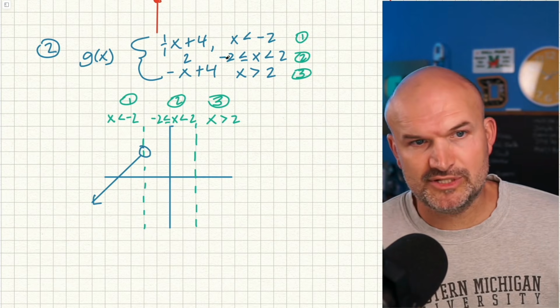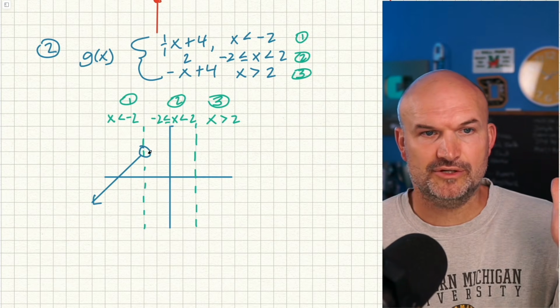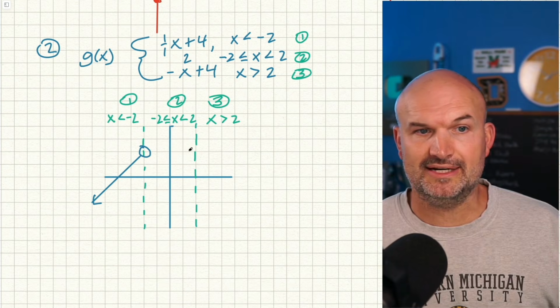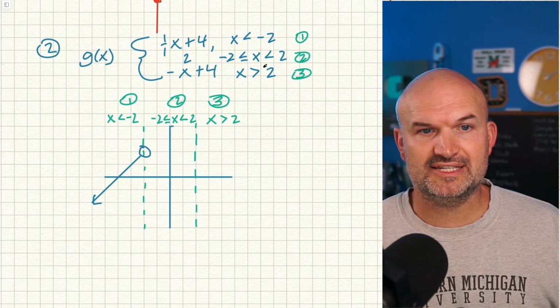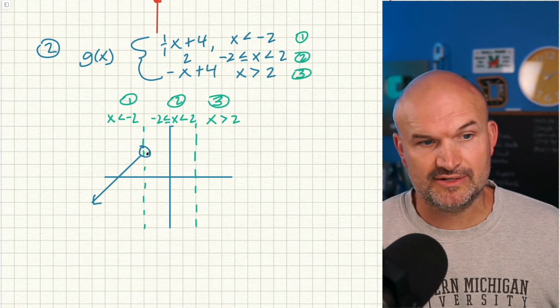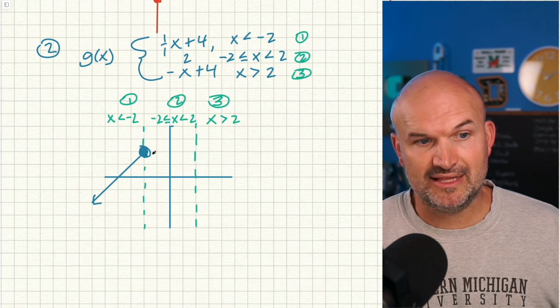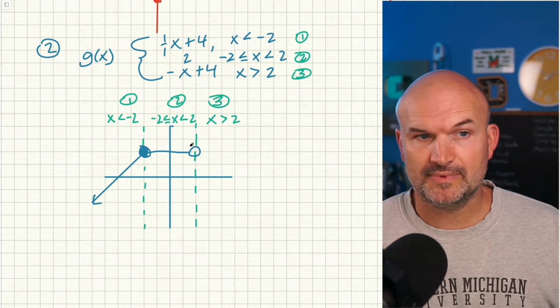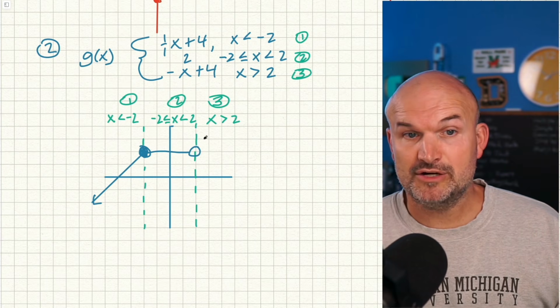Then I go to section number 2, which is from negative 2. This is y equals 2, which, remember, is just a horizontal line. So from negative 2 to 2, it's less than or equal to on this end, so it's going to include that point, which means it's going to fill it in. But over here, we're going to have a nice open circle.